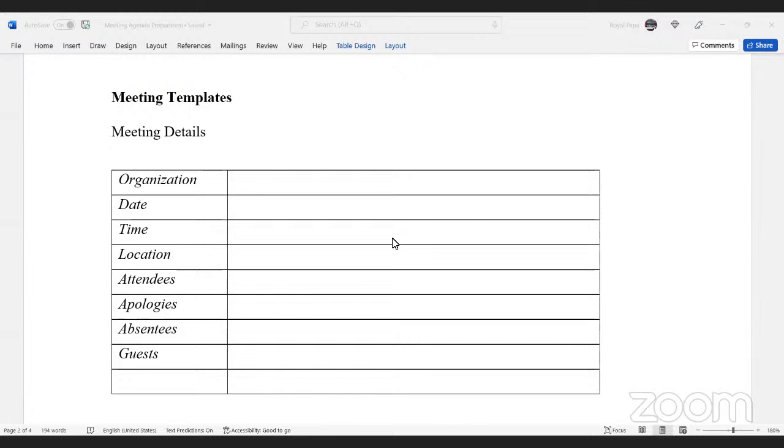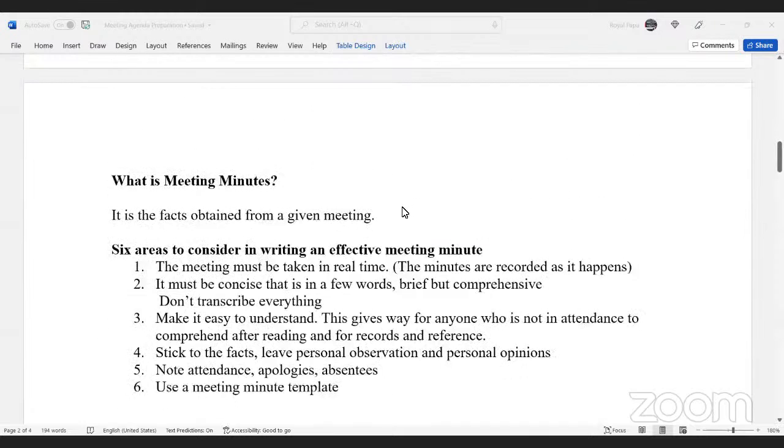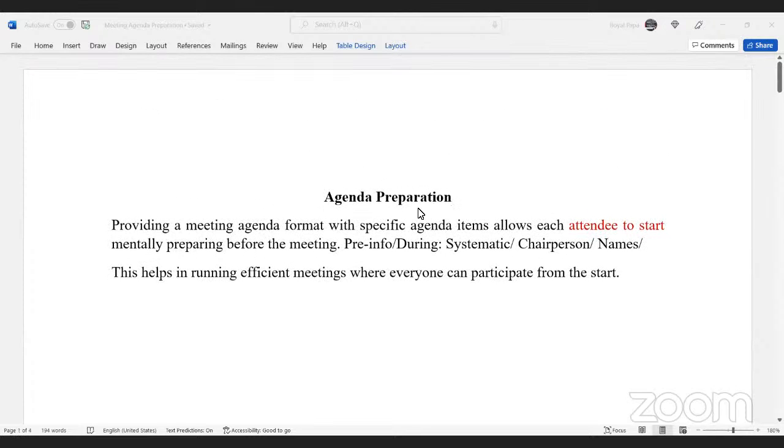So let me go back to start well. In starting, we looked at meeting agenda, that it's providing a meeting agenda format with specific agenda that allows each attendee to start with that kind of preparation. You have that mental preparation. So once an agenda is brought, before you go for the meeting, you are prepared mentally. So that is what we call the pre-info, so that during the meeting, you will know that from here we go to that place, and from that place we go here.